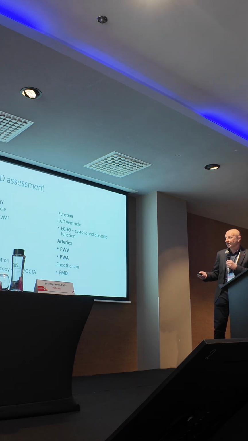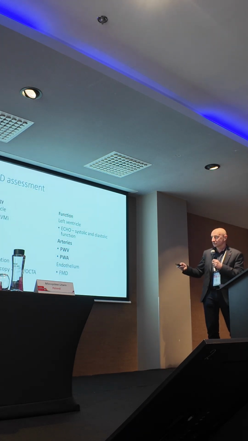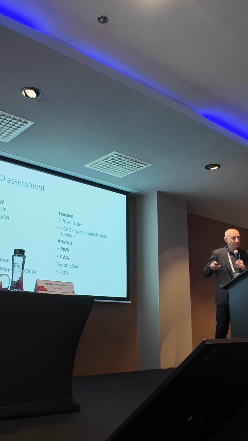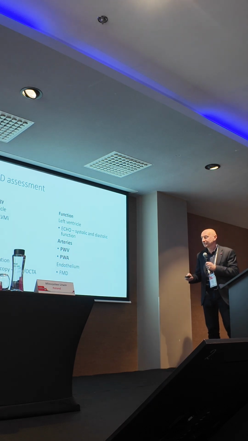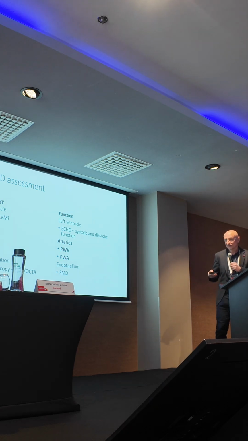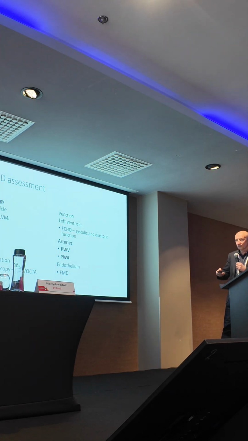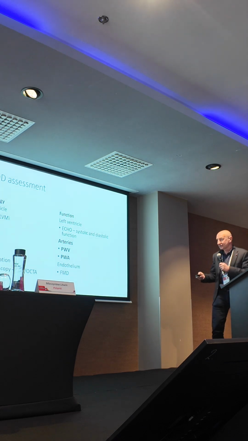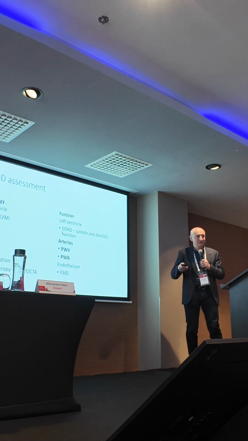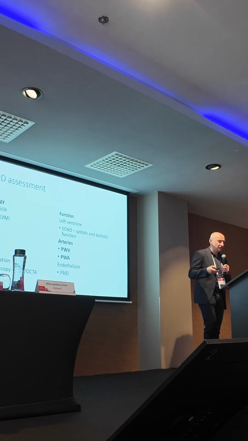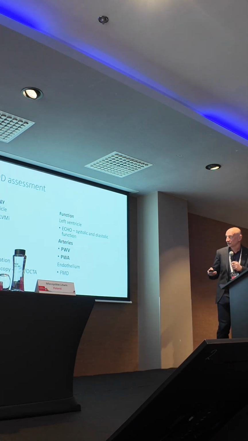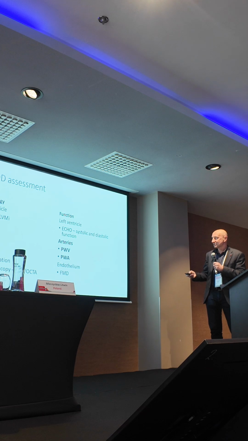So, a reminder, we can assess morphology, left ventricular mass, and this assessment of morphology will give an answer if there is left ventricular hypertrophy, which will suggest long-lasting hypertension, and intima media thickness, the same, morphological alteration in the structure of elastic arteries. And we have also methods to assess function.